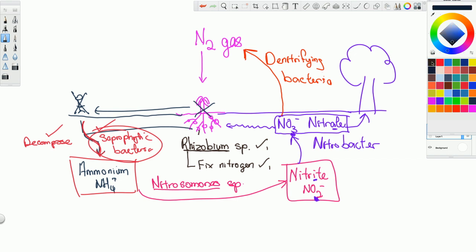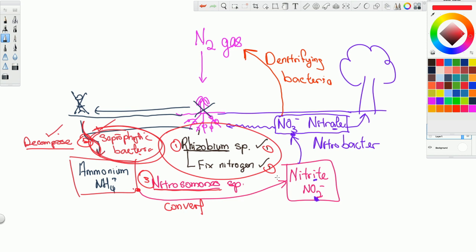Okay, so one more time. All together, there are a few bacteria to know. Number 1 is Rhizobium species. You name the bacteria, you get 1 point. The function is 1 point. Number 2 is the saprophytic bacteria, or fungi also can. Function, decompose, 1 point each. Then Nitrosomonas, number 3. Name this bacteria, underline, sp. dot, you get 1 point. The function is to convert ammonium into nitrite. Function is 1 point, bacteria is 1 point here.